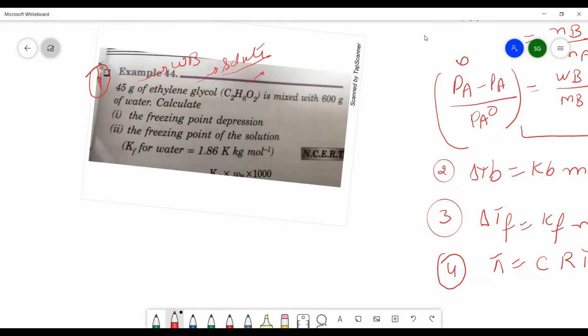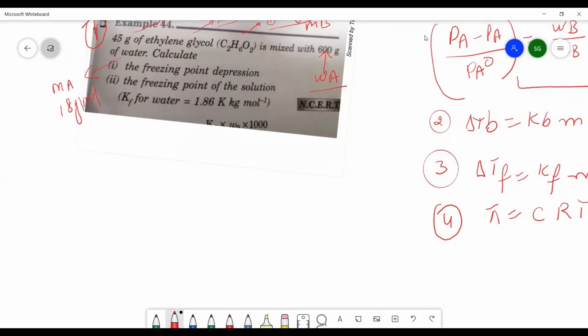When you calculate it, it should come out to be 62 grams per mole. This will be the molecular mass of ethylene glycol. Mixed with 600 gram of water means it is WA. And water has the molar mass equal to 18 grams per mole. So from these two lines we got this data. Now let's see what we have to find out.